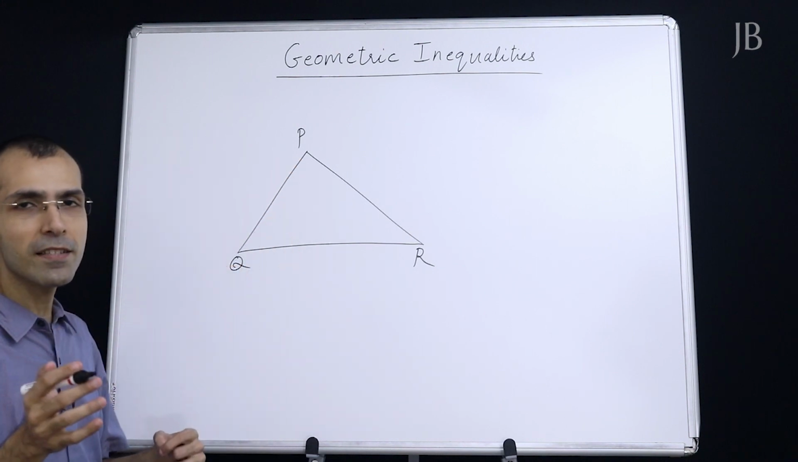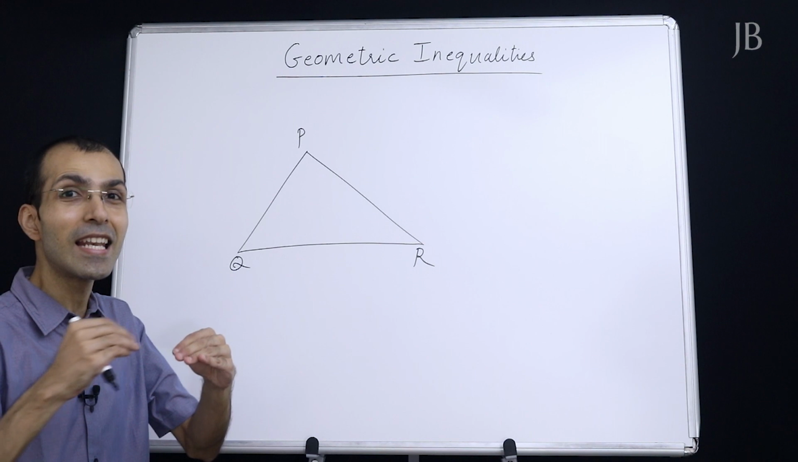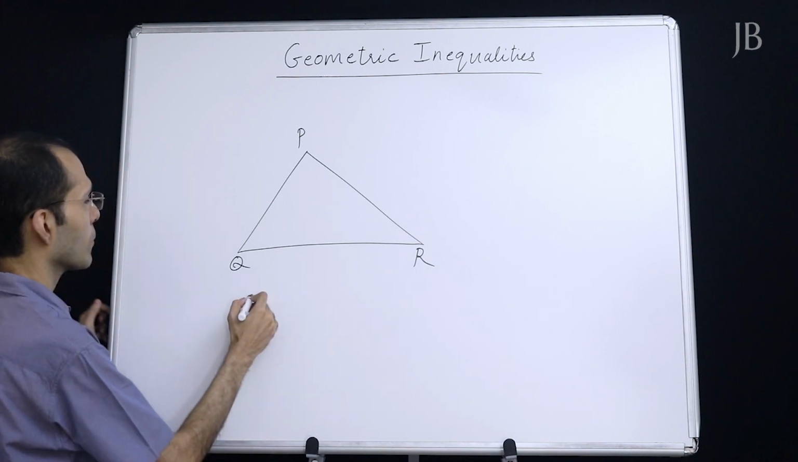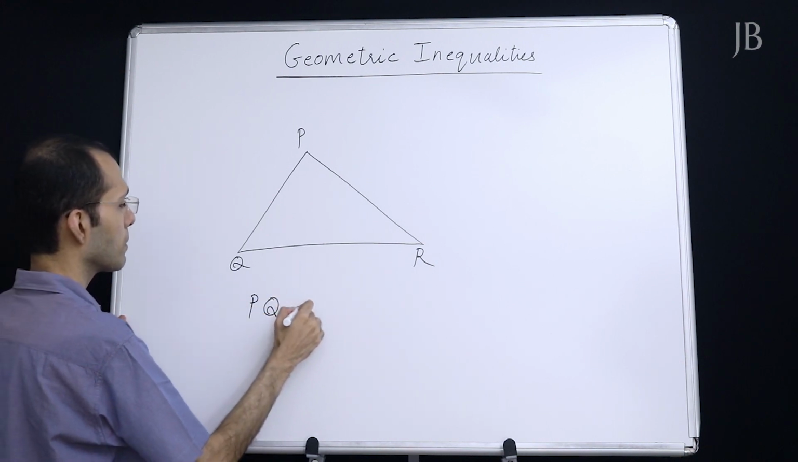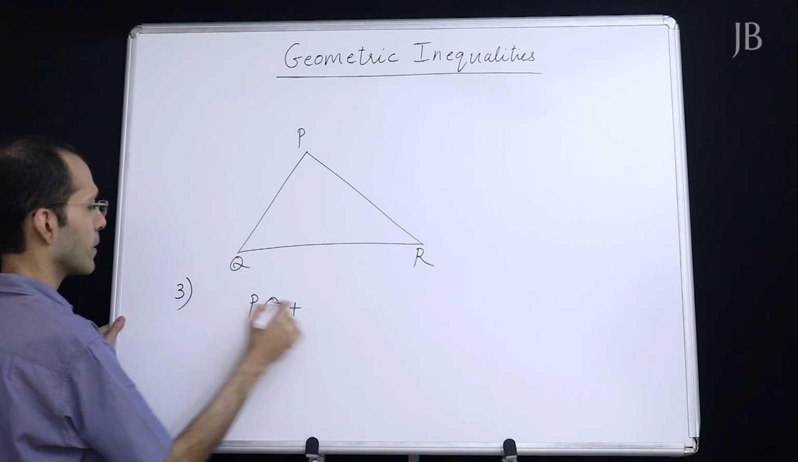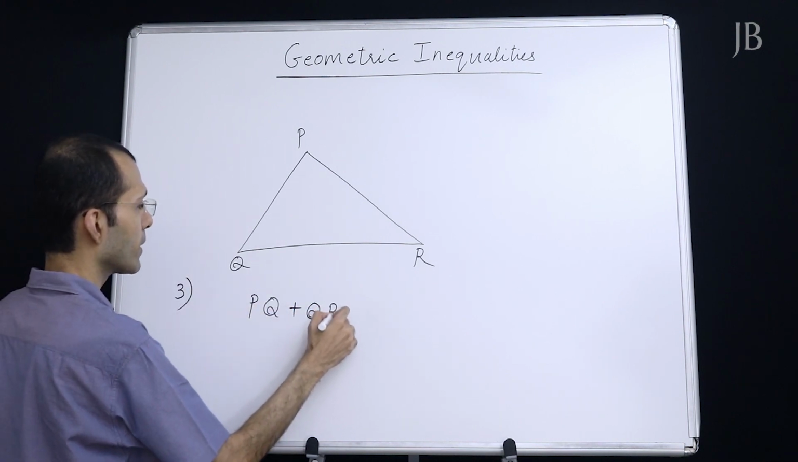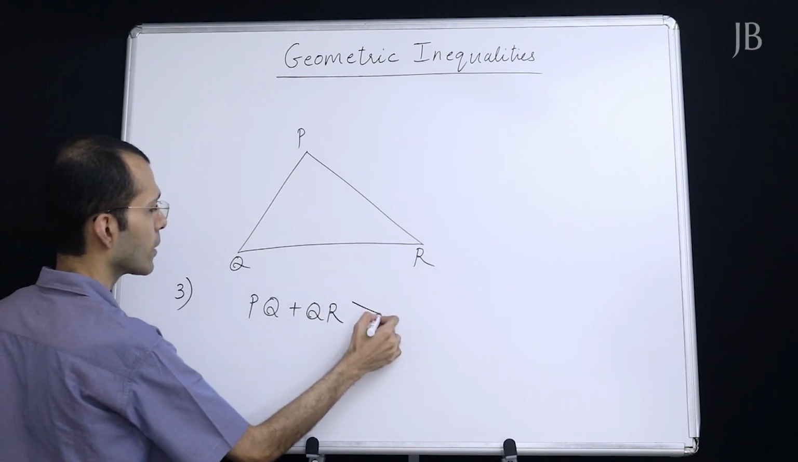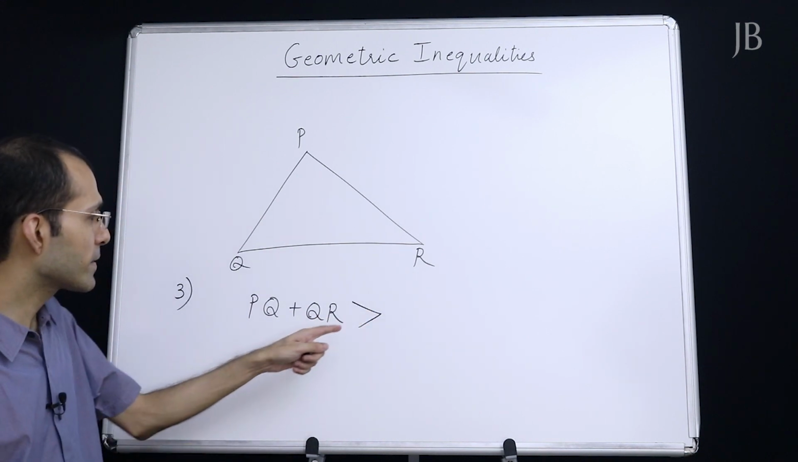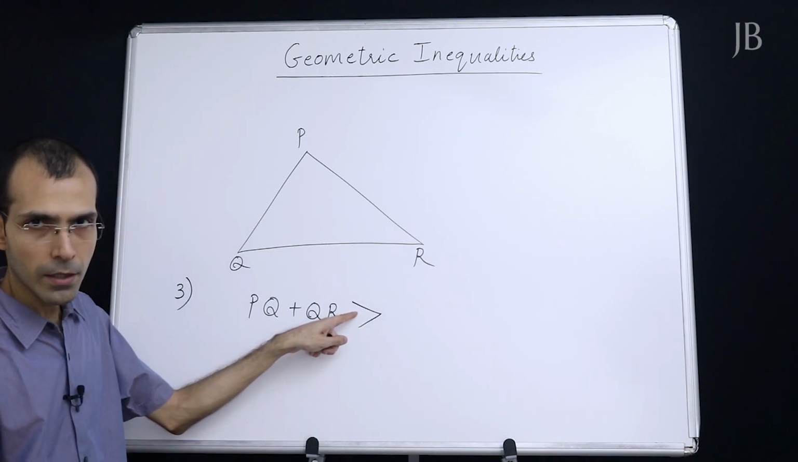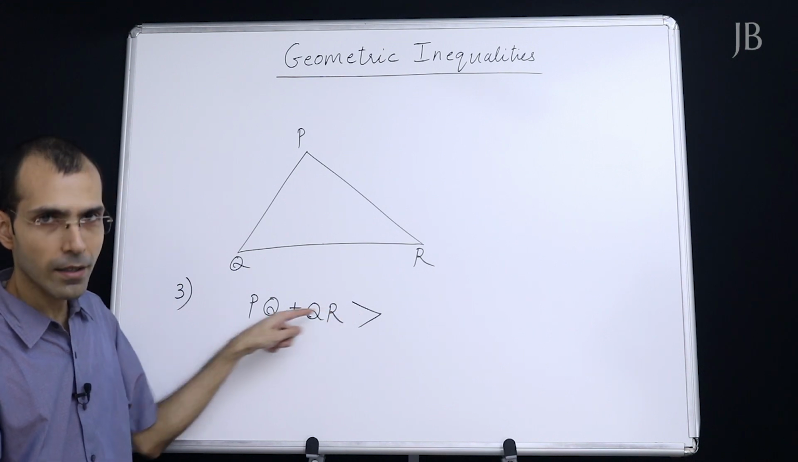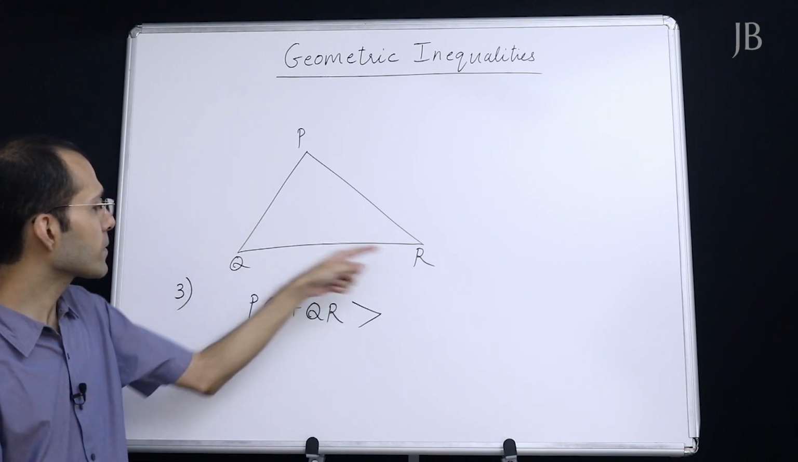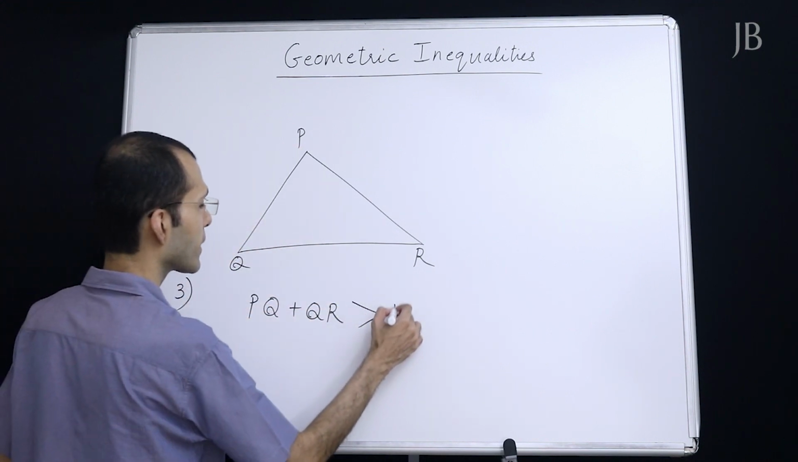Sum of any two sides means we are talking about the length. So, this is concept number 3. PQ plus QR should always be greater. You know this symbol, the open mouth; the open mouth stands for greater. So PQ plus QR should be greater than PR.